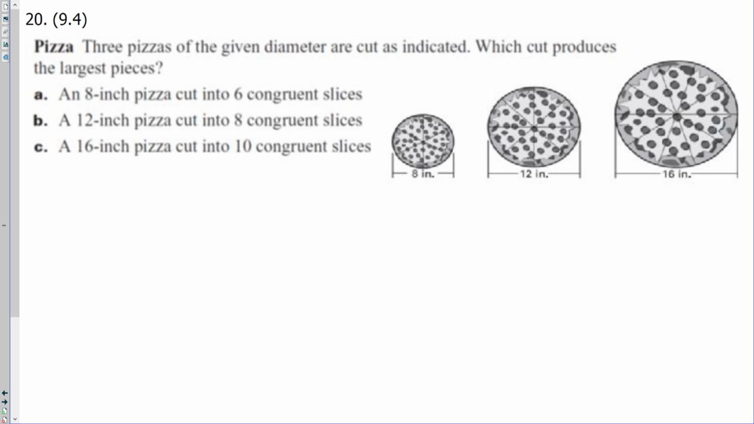Problem 20 also comes from section 9.4, which is our area and perimeter unit. So again, I want to make sure all of my perimeter and area formulas from this note section are on my exam reference sheets. This one involves pizza. We have 3 pizzas given, different diameters, 8 inches, 12 inches, and 16 inches, and we want to figure out which ones would produce the largest slices.